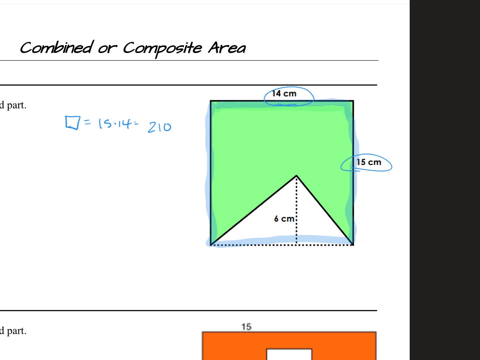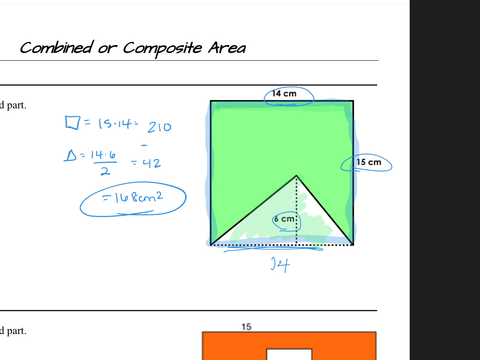And then we're going to find the area of the triangle. So then I need the area of this piece. For that piece, we still need base times height. We're going to use the 14 because that's what the bottom is. The height is 6. So for the triangle, we're going to do 14 times 6, but it's a triangle, so we're going to divide by 2, which would give me a total of 42. Now these are different colored, so this time we're going to subtract the two numbers. So 210 minus 42 gives me a total of 168 centimeters squared. That would be the area of the green shaded part of that rectangle.